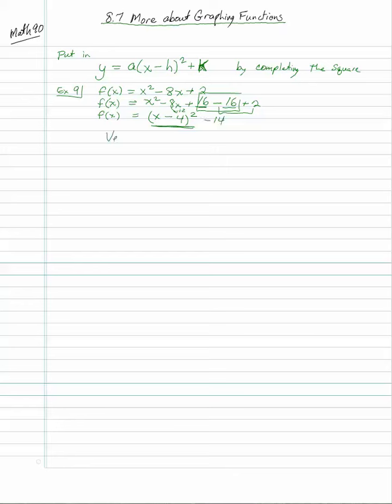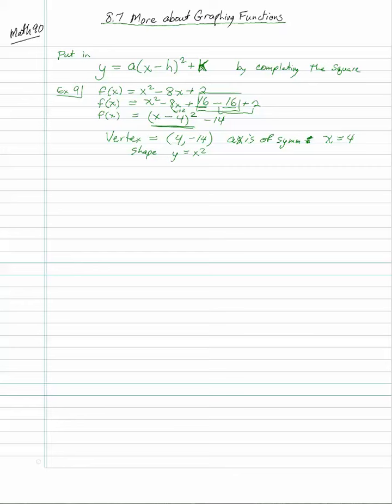So now my vertex is going to be (4, negative 14). The axis of symmetry is going to be the equation x equals the x coordinate, so x equals 4. And then of course the shape is y equals x squared. Alright, and we won't graph this one. Just practicing putting it in the right form.